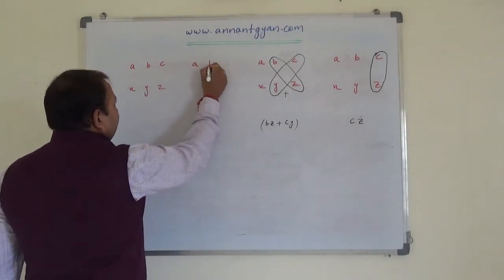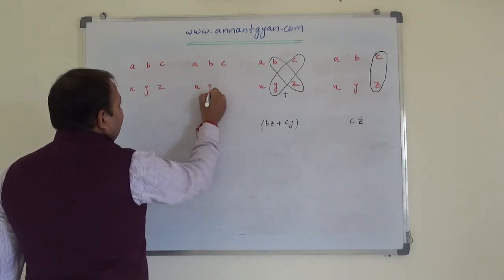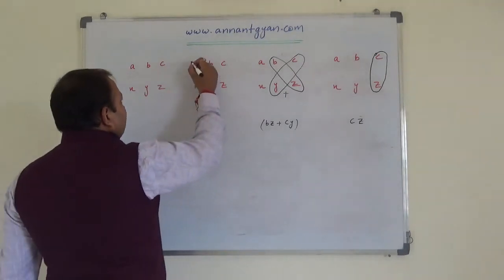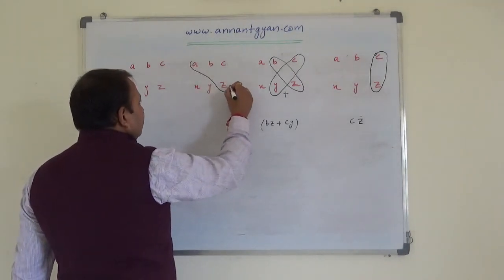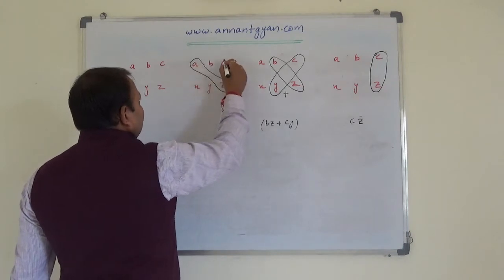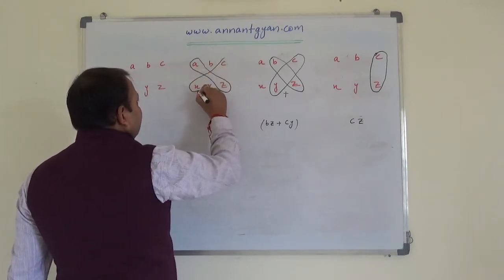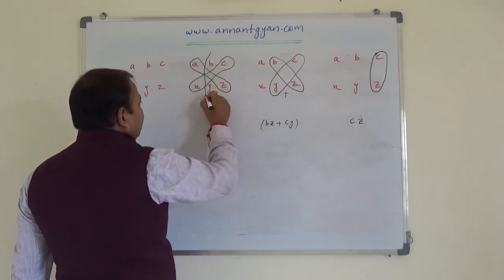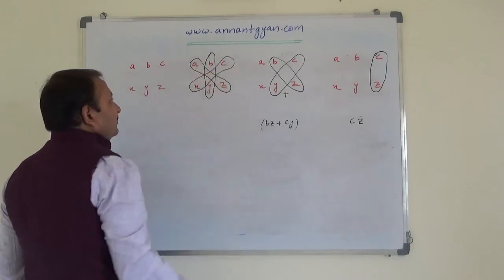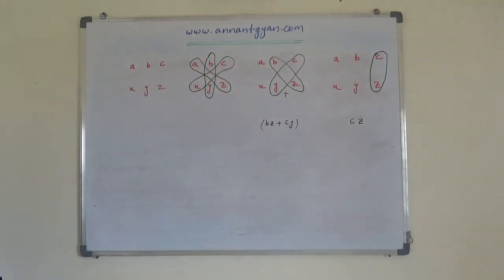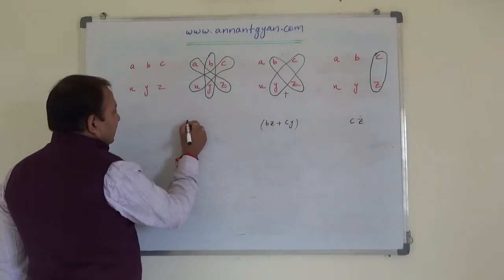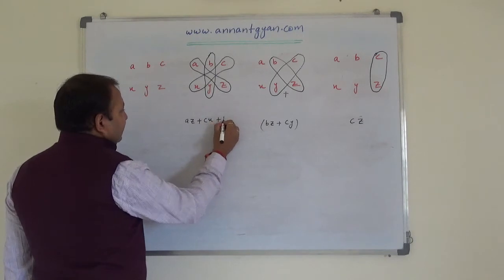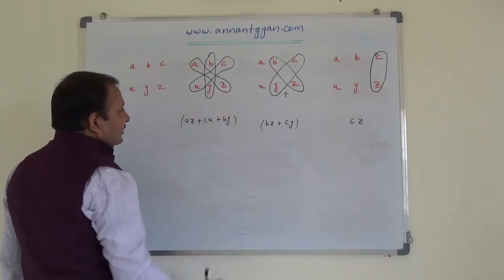In the third step, this is A, B, C, X, Y, Z. We shall multiply the 100 place of the first number with the unit place of the second number, and similarly the 100 place of the second number with the unit place of the first number, and then the 10th place of the first number with the 10th place of the second number. So we shall get the result like this: AZ plus CX plus BY. So this is the third step.